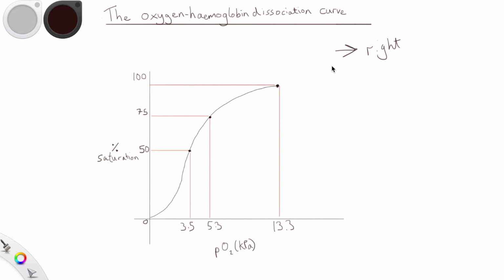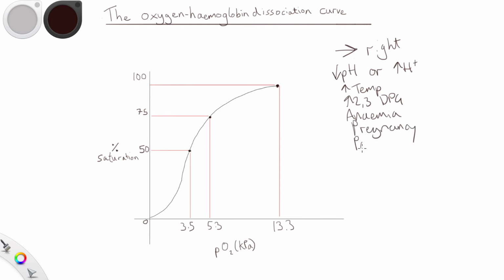Factors that shift the curve to the right: reduced pH or increased hydrogen ion concentration, increased temperature, increased 2,3 DPG, anemia, pregnancy, post-acclimatization to altitude.